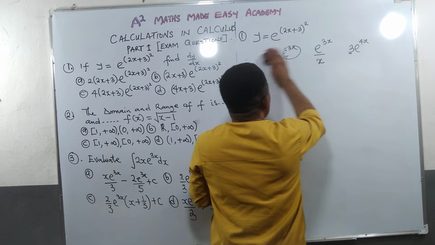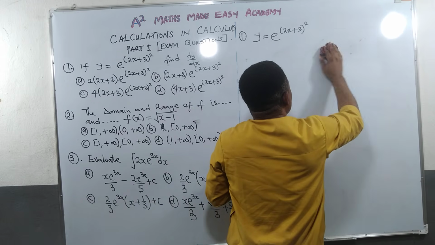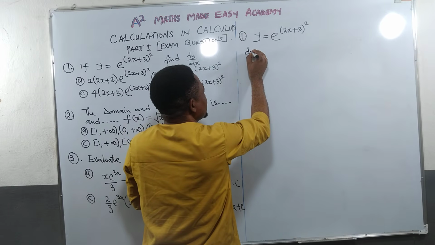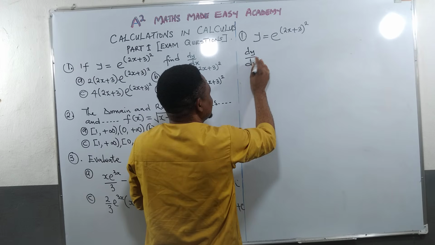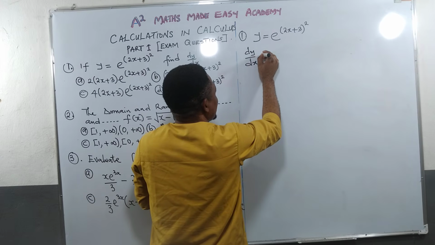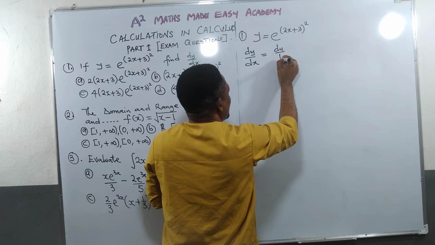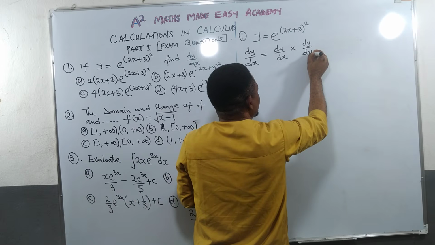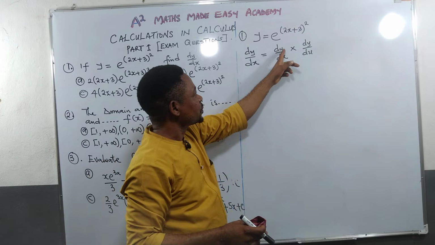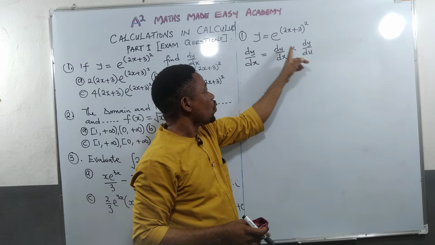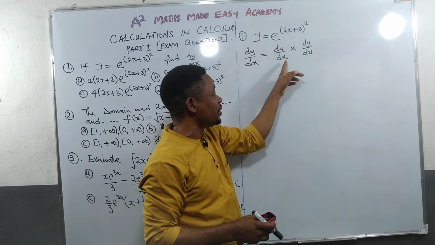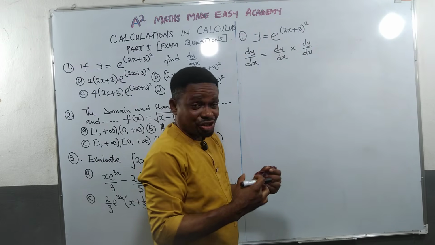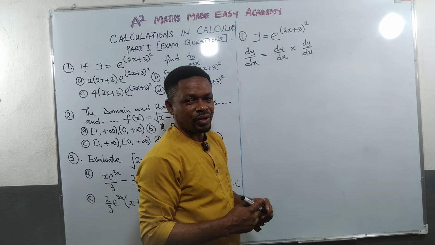Now the question is this: what is the formula for differentiation by chain rule? This is the formula. Dy over dx is equal to du over dx multiplied by dy over du. Can you observe something here? There is du here, there is du here. When both of them cancel each other, what remains is dy dx, and dy dx on the right corresponds to dy dx on the left. That is why they are in chain. What is on the left is exactly what is on the right.